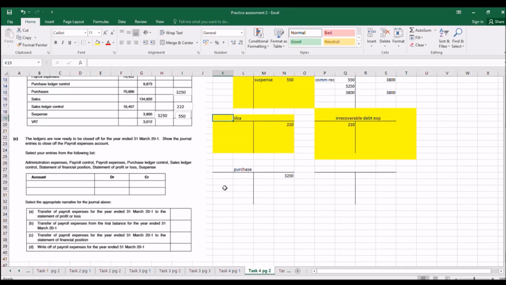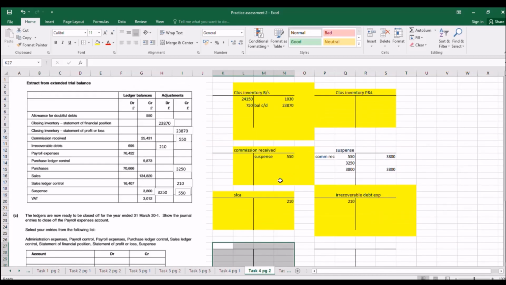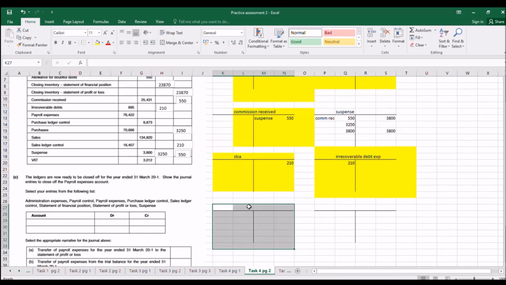Right. On to C. The ledger is now ready to be closed off for the year end 31st of March 2001. Show the journal entry to close off the payroll expenses account. Right, so let's go and open up our payroll. Let's create the payroll one first here. So payroll. Alright, this is just going to be straightforward. So currently we're holding on to 76,422 as a debit balance. We will have that in there.